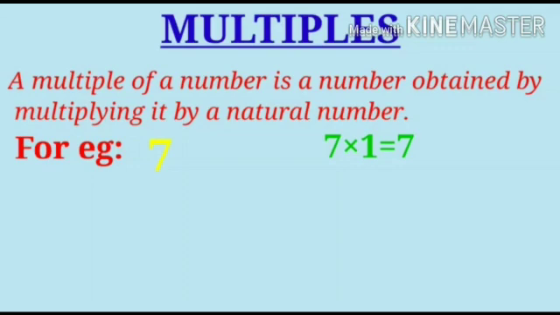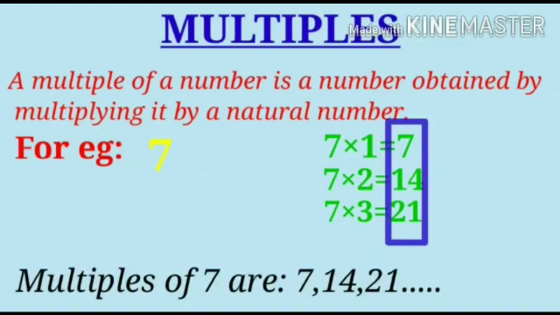Similarly, when we multiply 7 by 2, we get 14. So 14 is the second multiple of 7. Similarly, when 7 is multiplied by 3, we get 21, which is the third multiple of 7. Similarly, we can find an infinite number of multiples of the given number. So the multiples of 7 are 7, 14, 21 and so on.